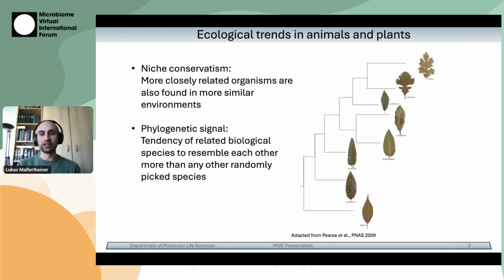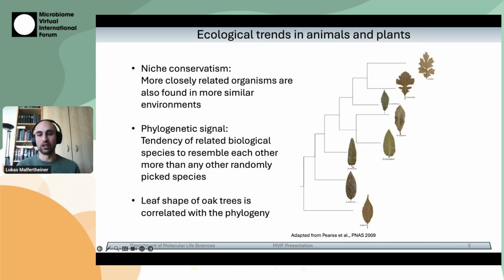An example for this is illustrated here, where you can see the leaf shape of oak trees. If you compare closely related species, their leaf shape is very similar, whereas if you compare it to something that's further away on the phylogenetic tree, it is less similar. Now, these patterns are well established in animals and plants, and they help us to understand crucial aspects of speciation, evolution, and how species might adapt to rising challenges such as climate change.